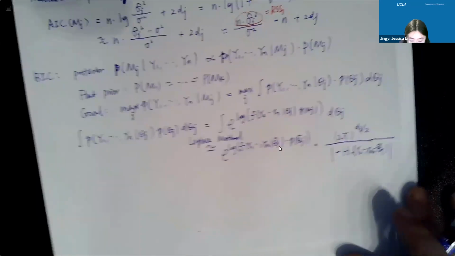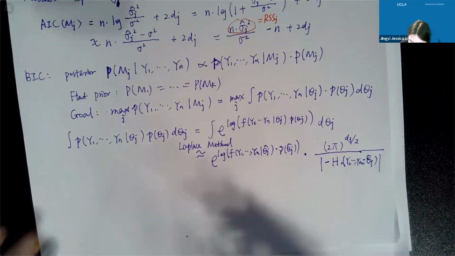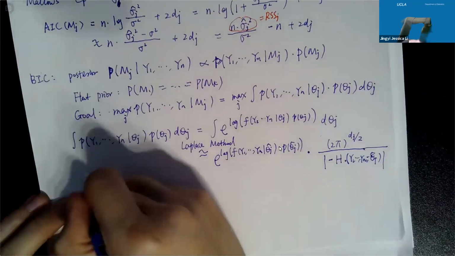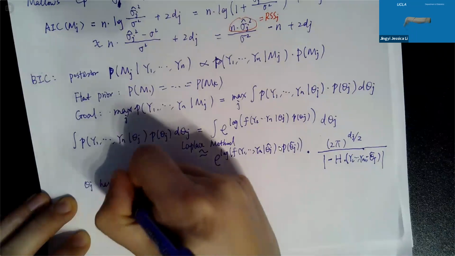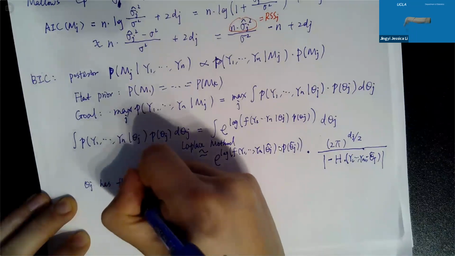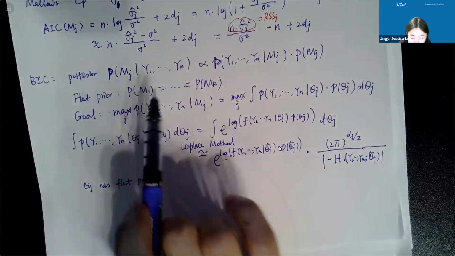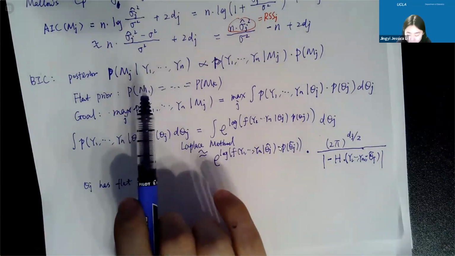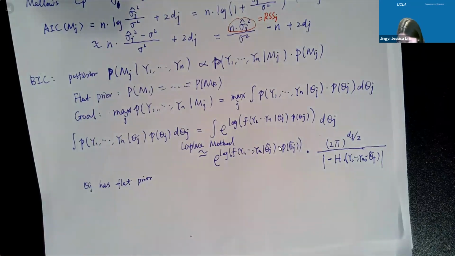But now what we are going to do is add two more things. We assume that the prior of theta j is a flat prior. In other words, in the BIC we always assume a flat prior: the same probability for all models, and within model J, the same probability for all the values of theta j.